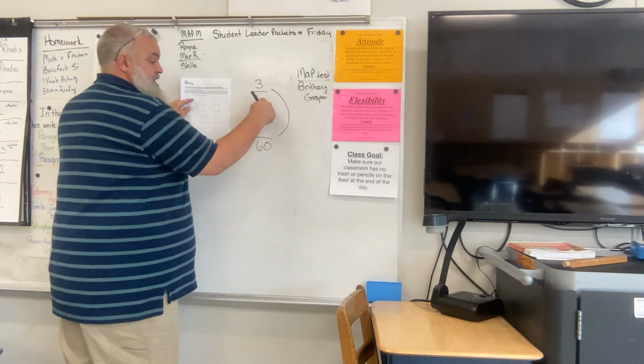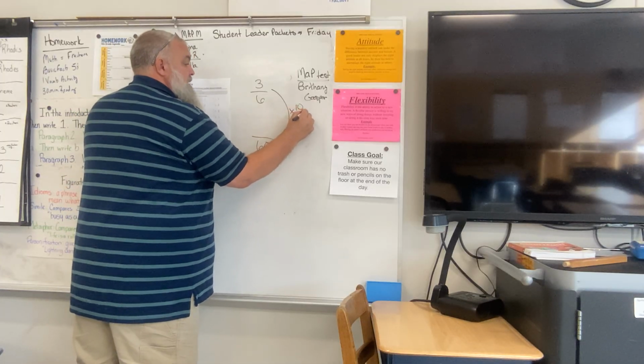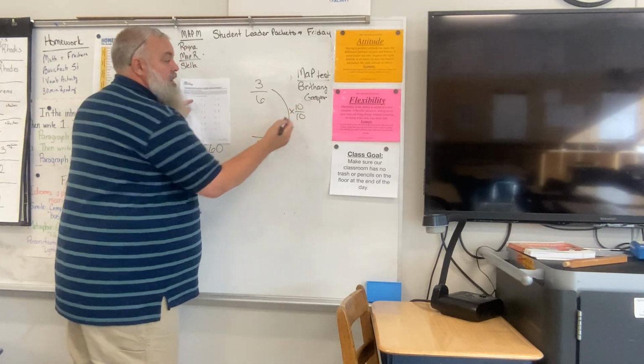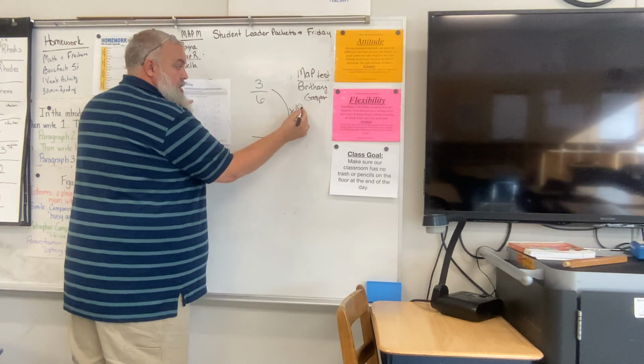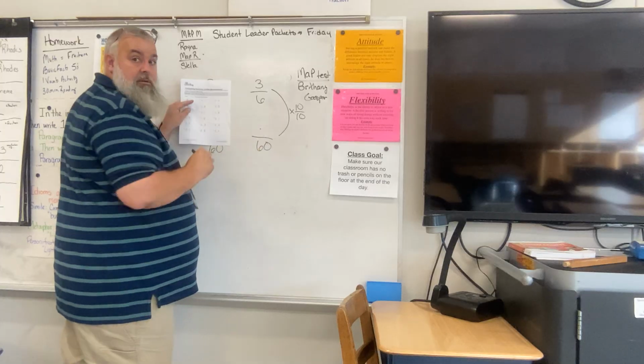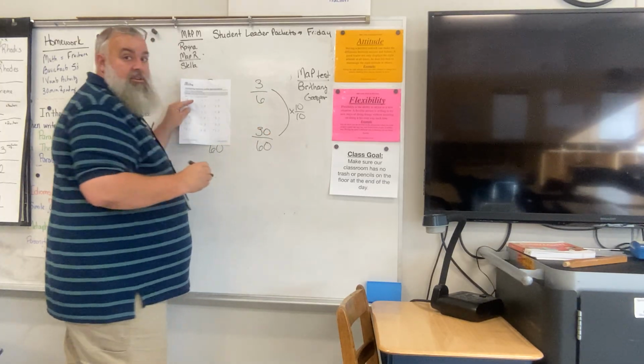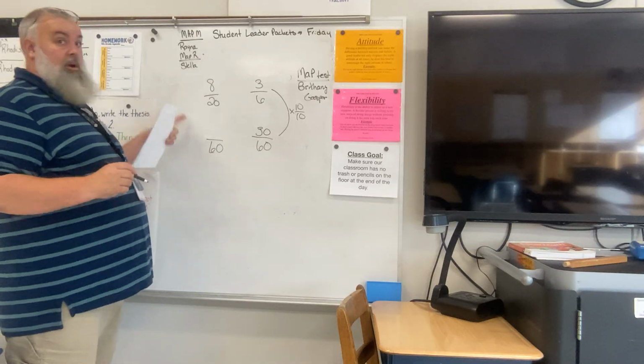How do I go from 6 to 60? Okay, if you said times 10 tenths, you are perfect. 10 tenths is 1 whole. 6 times 10 is 60. Now, what do I get this? Okay, 3 times 10 is 30. Great job. Right? We're doing the same thing on this side.